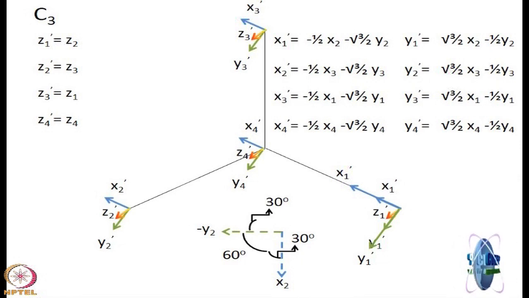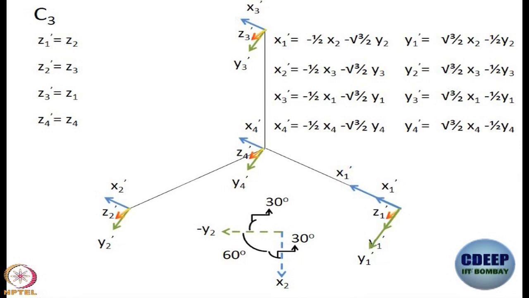Minus half. Is that right? Minus half or minus root 3 by 2? I always get confused between the two. Minus half. Sure. I have given you the other answer also. So, x1 dash turns out to be minus half x2, and what is the y2 coordinate? Already it is along minus y2, so it will be minus root 3 by 2 y2. Simple. And it is not very difficult to see that for everything you will get these for x2.